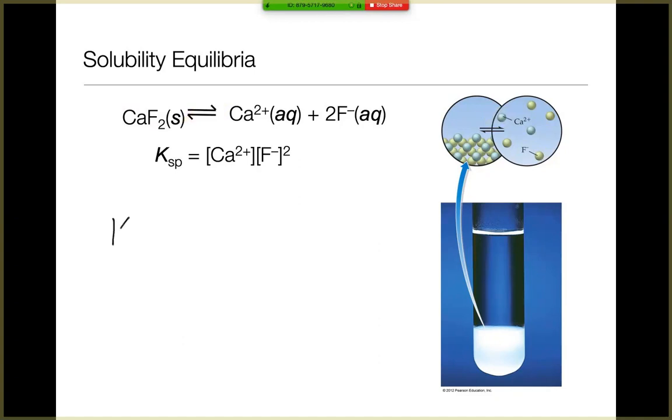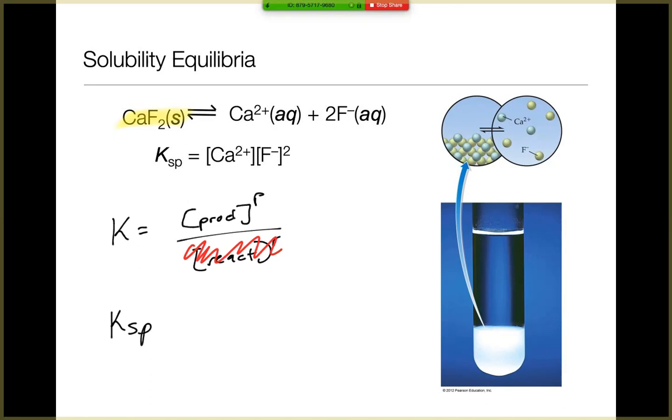Again, for K, it's going to be products raised to some power over reactants raised to another power. When I look at my balanced chemical equation, for all solids that are dissolving, you're always going to have a solid in the reactants. So when we write out the K expression, there will be no denominator. It is only the products. And what we call this, specifically for solids dissolving into a solvent, is KSP, or solubility product. That's what the SP stands for.